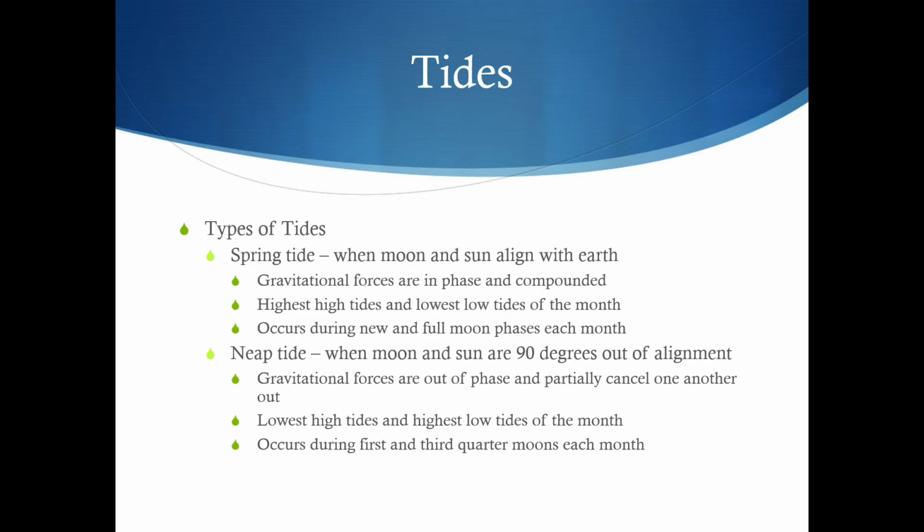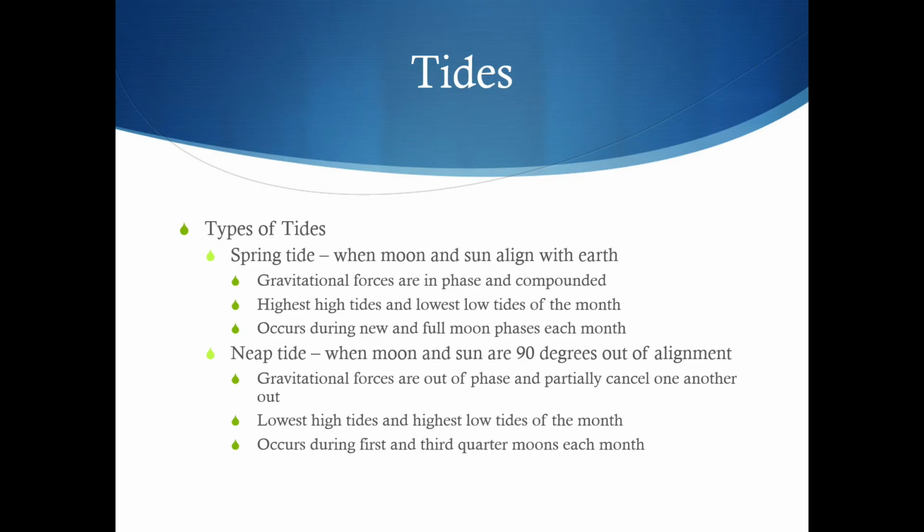Spring tide is when the moon and the sun are aligned with one another. Therefore, the gravitational forces of the moon and the sun are in phase and compound on one another. In other words, the bulge is as big as it'll ever be. That means you get the highest high tides and the lowest low tides of the month. You can always tell when you're in spring tide by the new moon and the full moon, because that's when we see these types of tides.